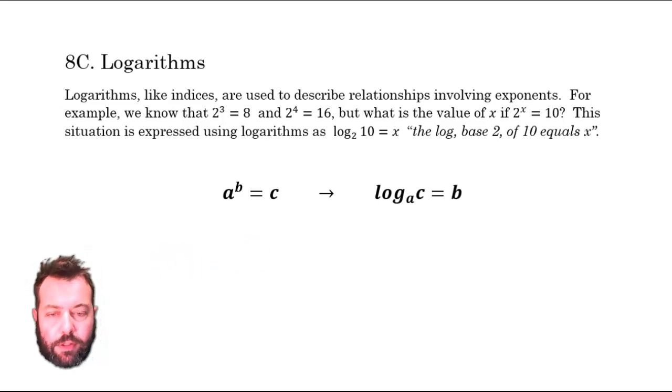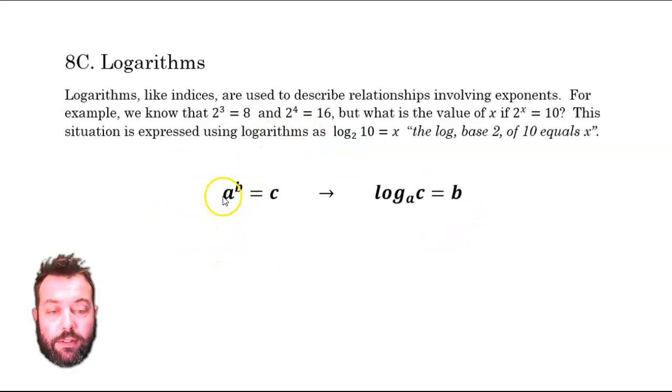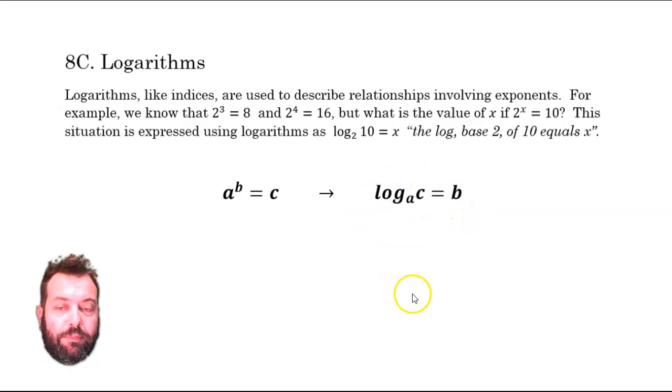So that's what logarithms are: a way of expressing that relationship between a base and the exponents. So a to the power of b equals c. If that's the case, then the log base a of c equals b. That's the relationship there, in general terms, between indices and logarithms.